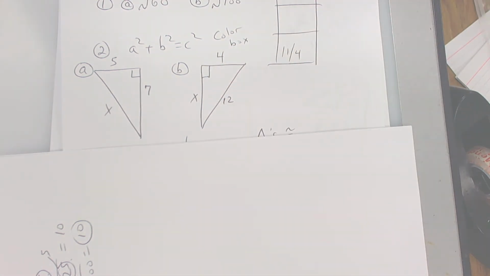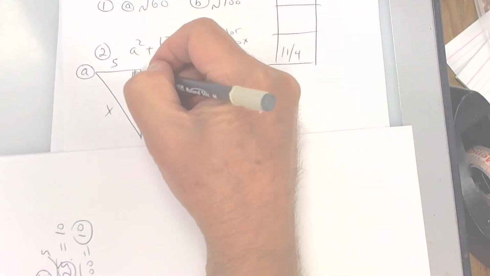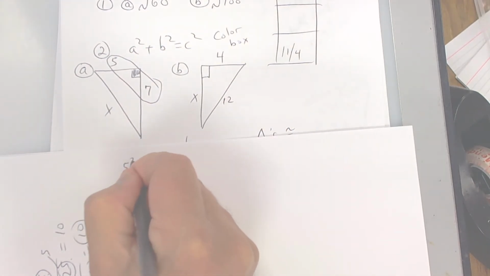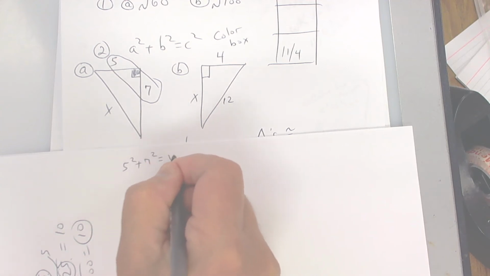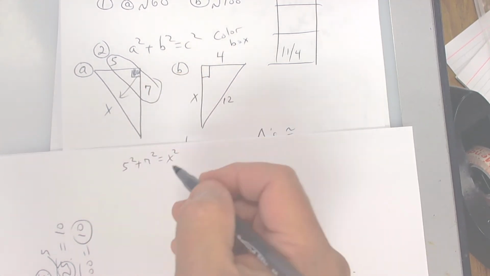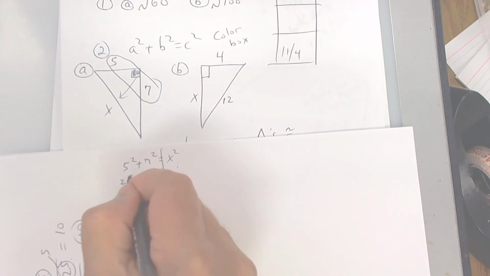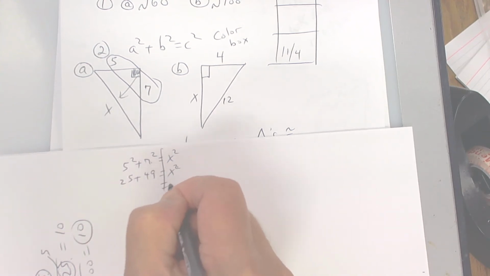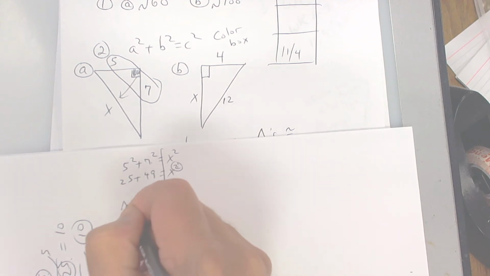All right, try these right now. Color this box. These go together. So it's going to be 5 squared plus 7 squared equals x squared. The hypotenuse goes by itself. So that's 25. 7 times 7 is 49. Now to get rid of that square, you're going to do something called the square root.